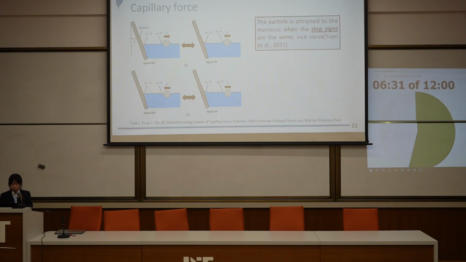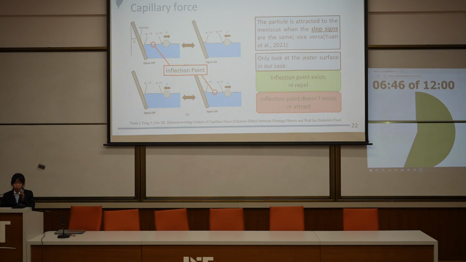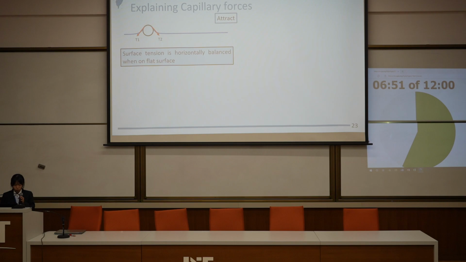The explanation I have is called the capillary force. We read in the literature that the particles will be attracted to a meniscus if the slope signs are the same. In other words, if there is an inflection point between the menisci, the particles will be repelled, and vice versa. Here I will go into more detail about explaining the capillary force.